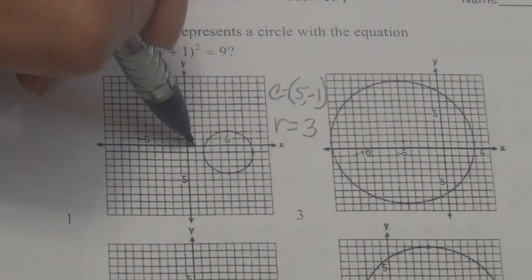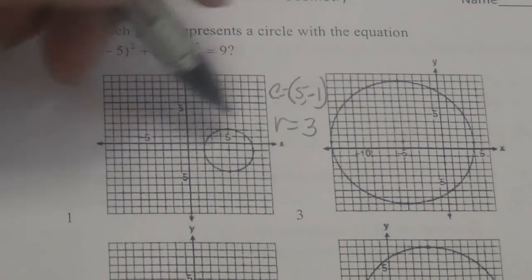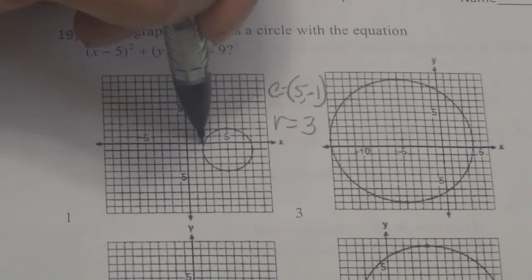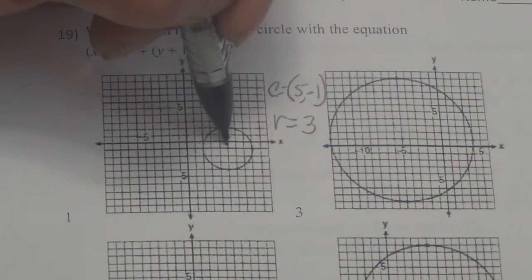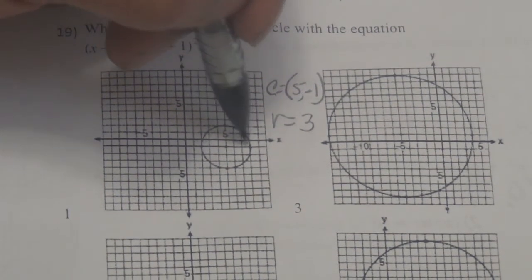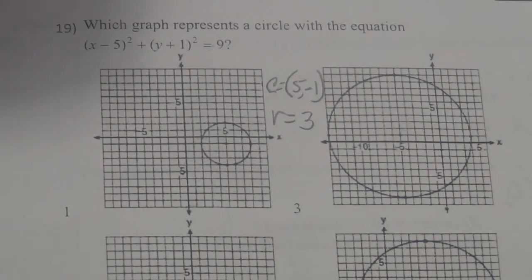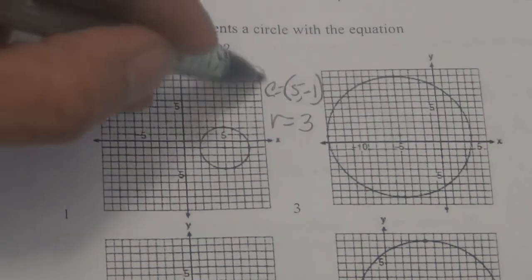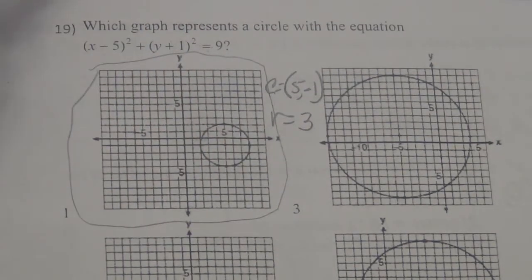Let me see. 1, 2, 3. I gotta get closer. 1, 2, 3, 4, 5, negative 1. And the radius is 3. 1, 2, 3. I found my answer. This is the correct choice, choice number 1.